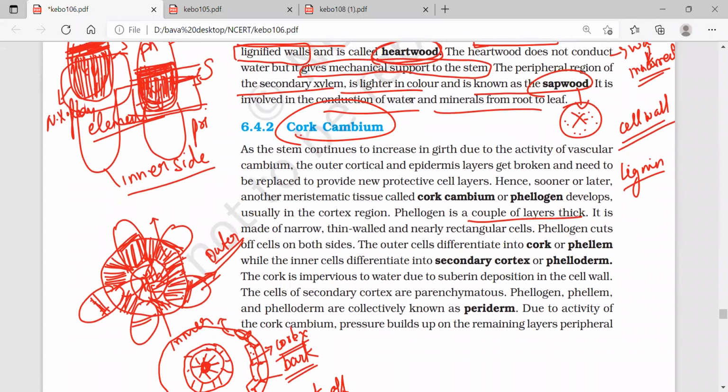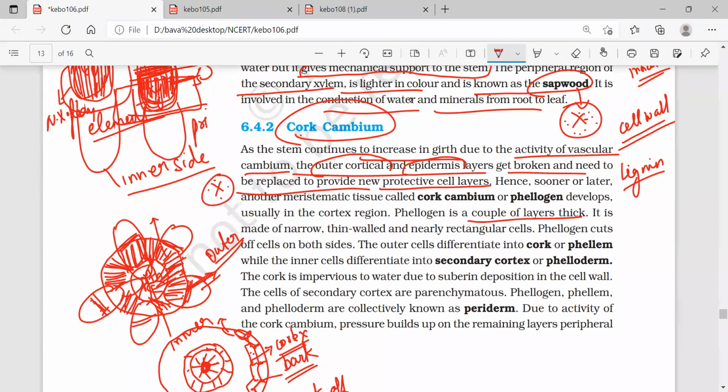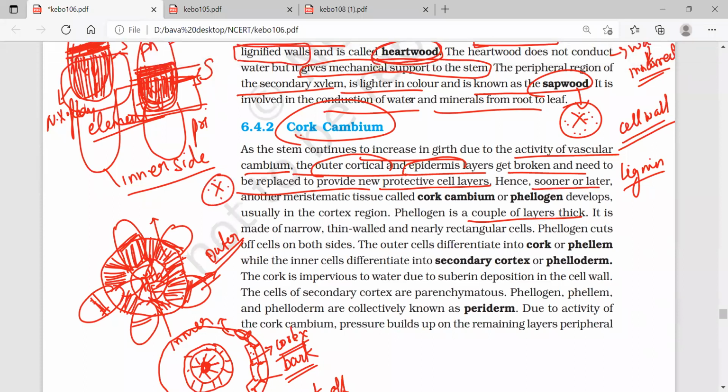Listen carefully. As the stem continues to increase in girth due to the activity of vascular cambium, the outer cortical and epidermis layer, remember well, they are the outermost layer, right? They get broken and need to be replaced to provide new protective cell layers. Sooner or later another meristematic tissue called cork cambium or phellogen develops, usually in the cortex region.